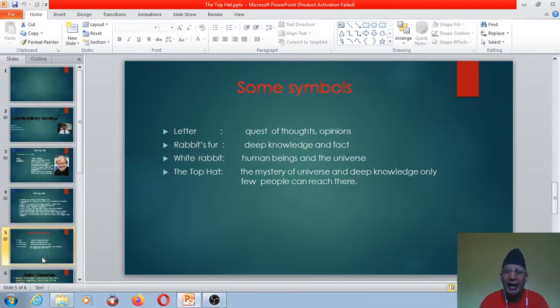And the top hat symbolizes the mystery of the universe. The deep knowledge can only be perceived by a few people. Only remarkable persons can reach there; common, ordinary people cannot. The top hat symbolizes the mystery of the universe and the knowledge that only limited people can reach. Alright, it's a short chapter, and that is the central idea.